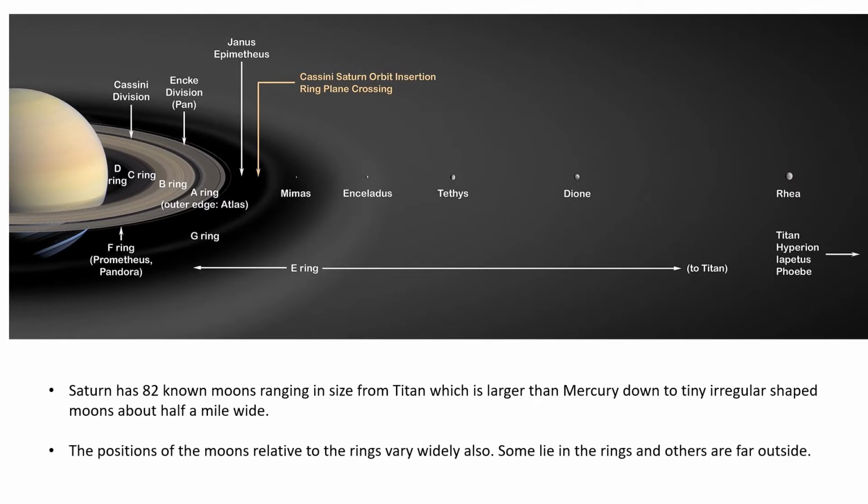Now here we get a very interesting picture that gives us a lot of information about Saturn's rings and a number of its moons.